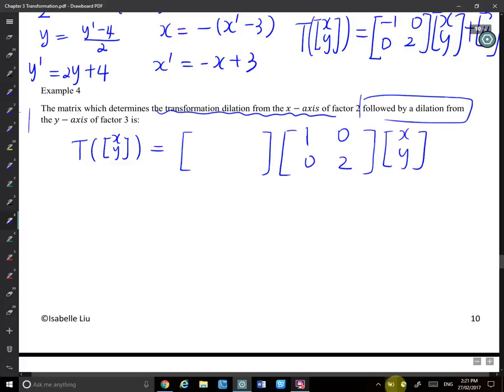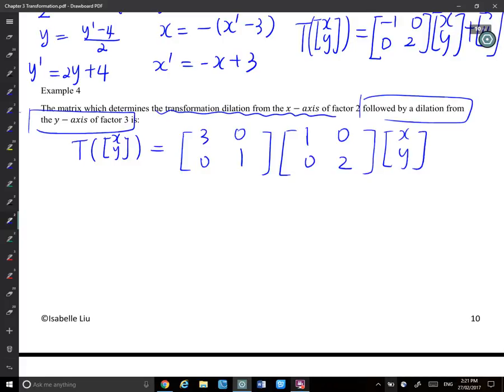Followed by a dilation from the y-axis of factor 3. So 3, 0, 0, 1. You need to times the "followed by" matrix in the front. You times the one you have later into the front. The order will be important for some cases, maybe not for this case, but it will be important for some cases. So remember, always times your matrix in the front, not at the back.